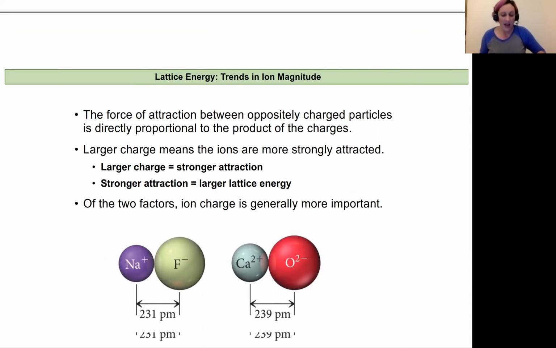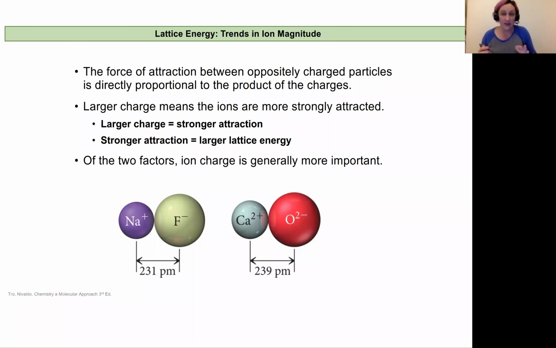Cool. And the other piece that increases the bond strength between our ions is the magnitude of the charge. While it's important to get these ions as close to each other as possible to maximize those attractive forces, we also see that a larger charge is going to correspond to a stronger attraction. And that stronger attraction leads to a larger lattice energy, or more energy is released when that lattice forms.